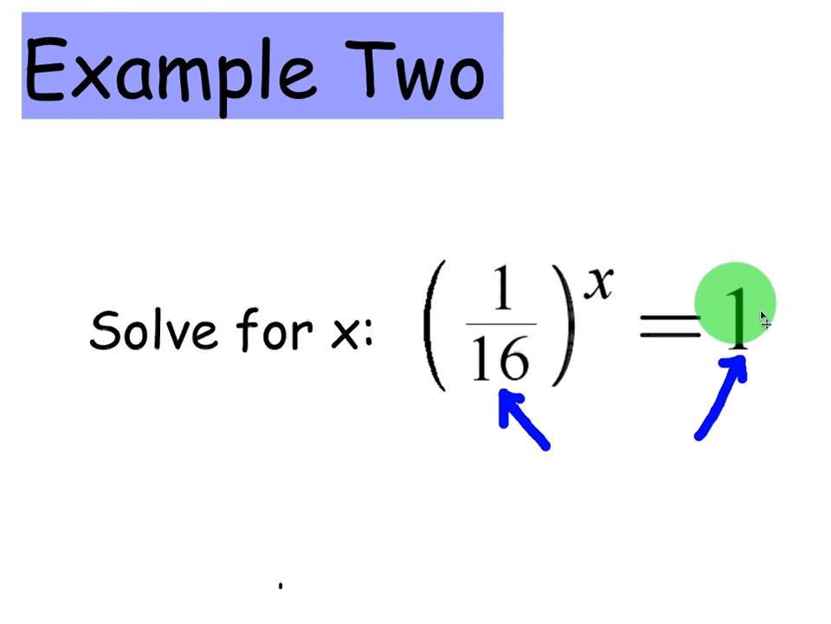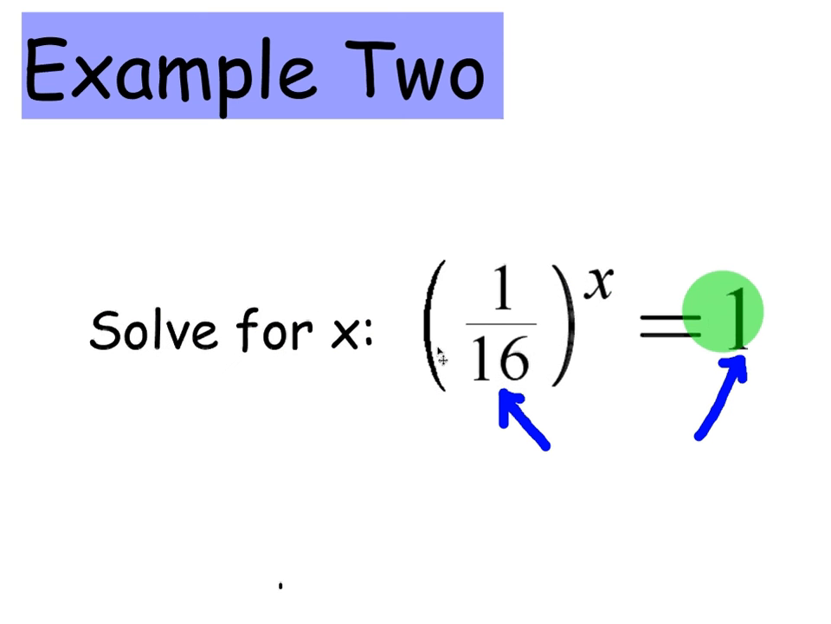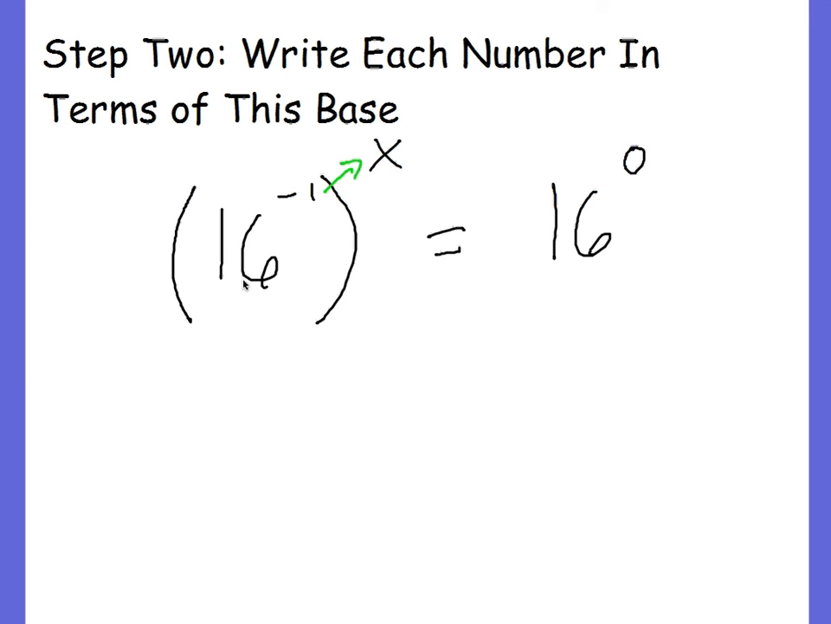How about on the right? How do you write 1 as base 16? Anything to the 0 power is 1. You can write 1 as any base. It's kind of funny. You could write it as 20 to the 0 or whatever. But since we're dealing with base 16, we'll write it as 16 to the 0. So it should just look like that. Now notice, I just replaced the 1/16 with 16 to the negative 1. I kept the x, just like that.